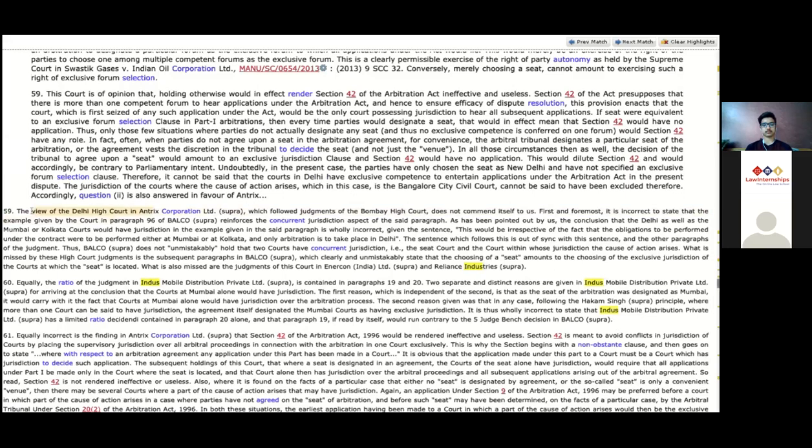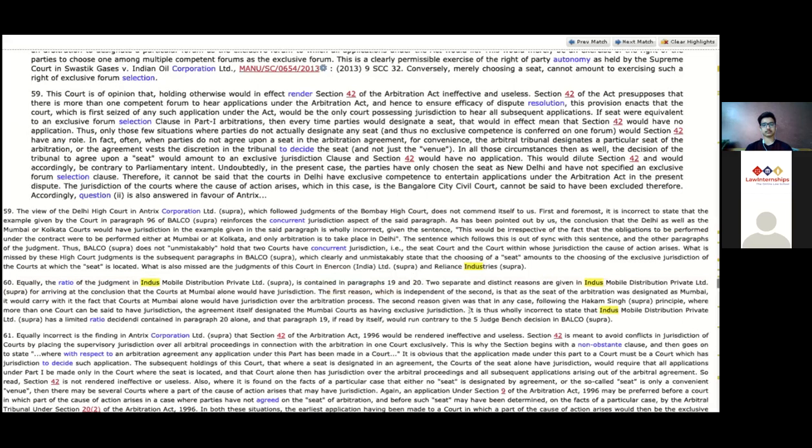The view of the Delhi High Court followed judgments of the Bombay High Court. The court says it does not commend itself to us. The court further says that the ratio of the judgment in Indus is contained in paras 19 and 20. Two separate and distinct reasons are given by us for arriving at the conclusion. The first reason is independent of the second.